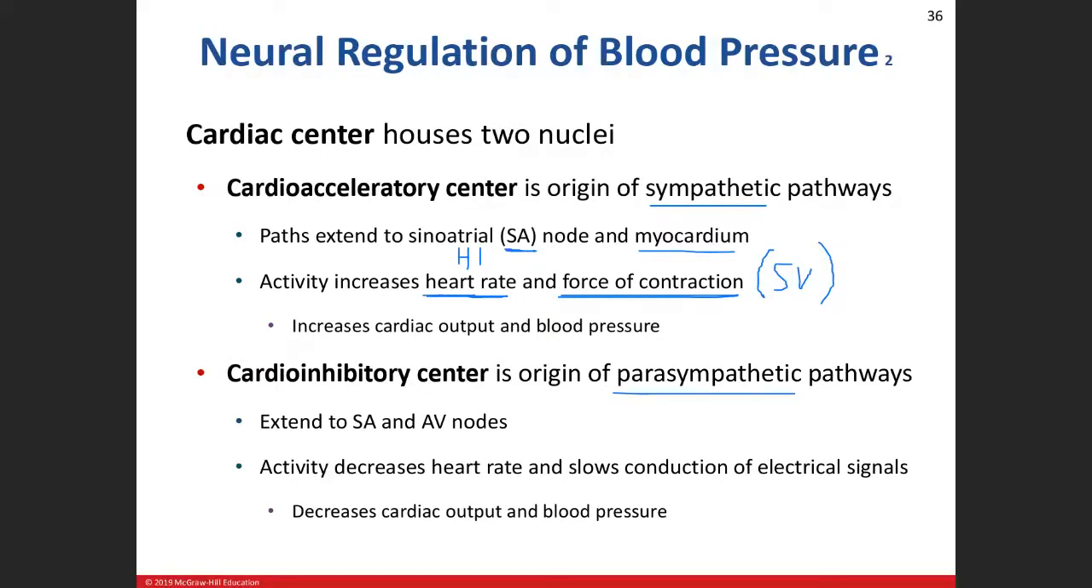So if we increase heart rate and/or stroke volume, we are going to influence cardiac output, thereby influencing blood pressure. We'll talk more about how the sympathetic nervous system affects blood pressure with resistance in a moment. So increasing the heart rate and increasing the force of contraction causes a reciprocal increase in the cardiac output, and therefore it will increase, excuse me, blood pressure.